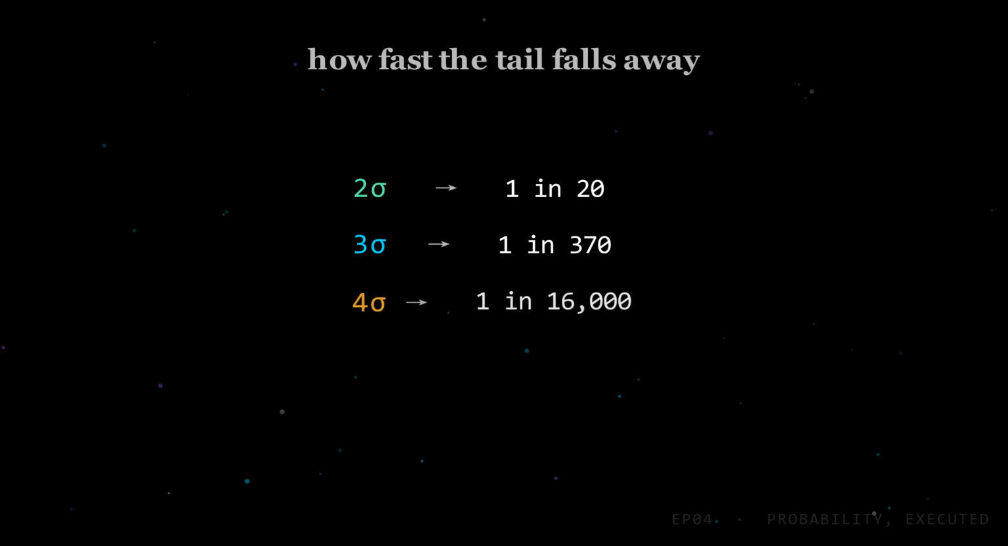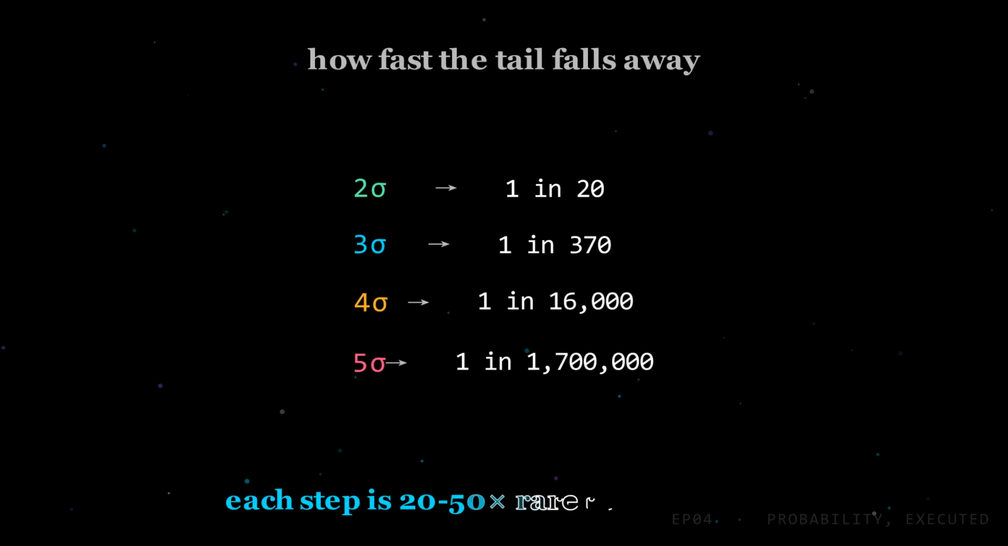Push further out, and the numbers get severe fast. 2 sigma is 1 person in 20. 3 sigma is 1 in 370. 4 sigma is 1 in 16,000. 5 sigma is 1 in 1.7 million. Each extra step is not a bit rarer. It's roughly 20 to 50 times rarer than the one before. The tail falls away exponentially, and that is precisely where the trouble starts.